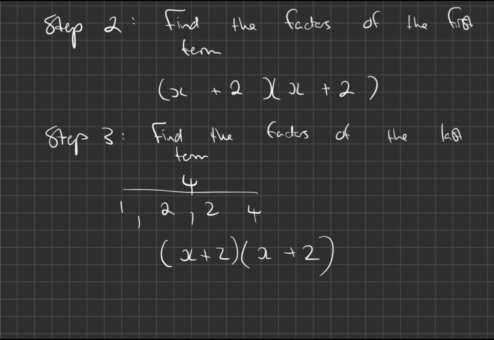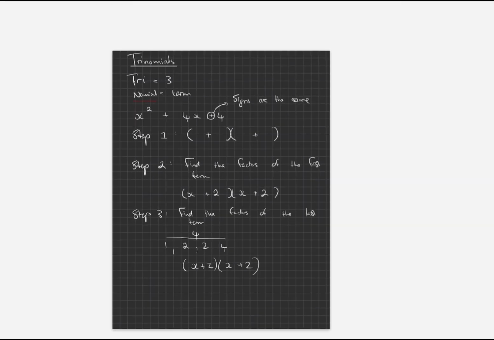Okay, let's do another example to make sure that made sense. Now we're going to do it with different signs. Let me show you. Let's say we are given a question like this. Let's say you have x squared plus 15x minus 54.